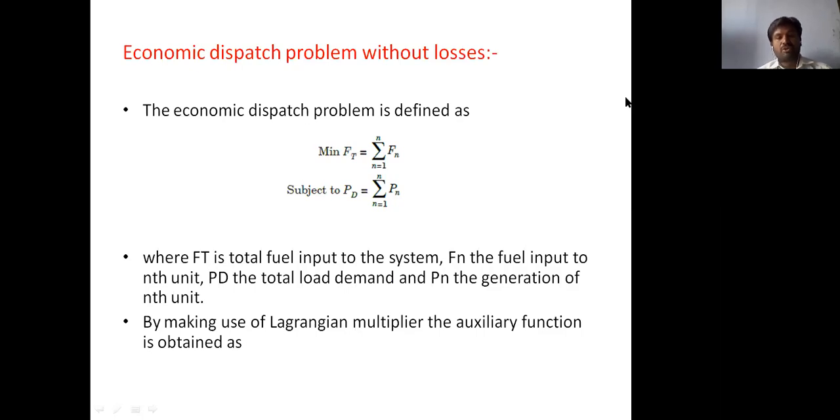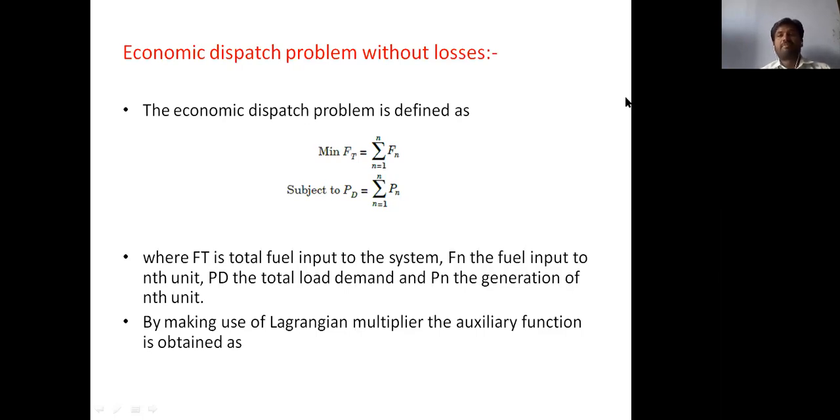Here Ft is the total fuel input of the system, Fn is the fuel input to the nth unit, PD is the total load demand, and Pn is the generation of the nth unit. The above equation has a constraint function, so it cannot be solved using ordinary minimization techniques. The solution is obtained by a simple method for optimization, the auxiliary function.